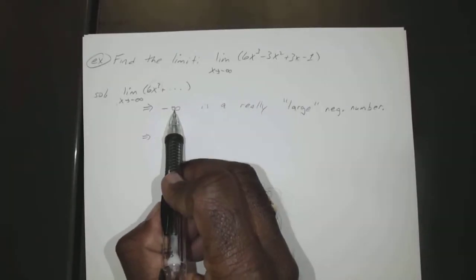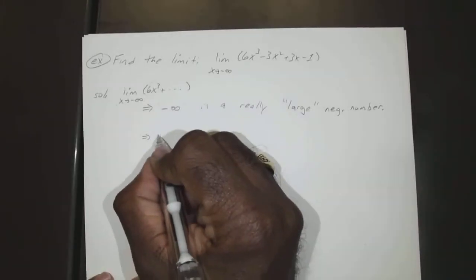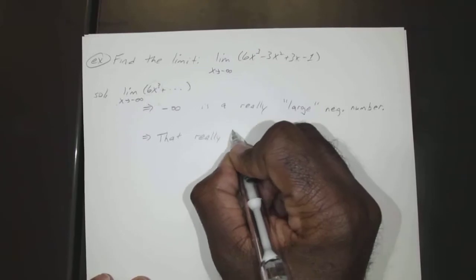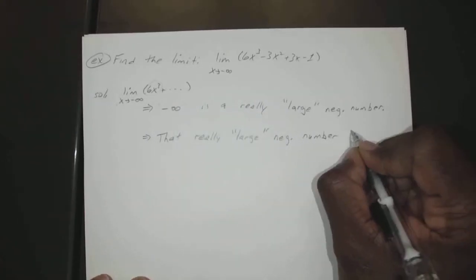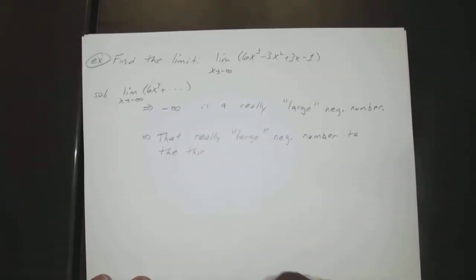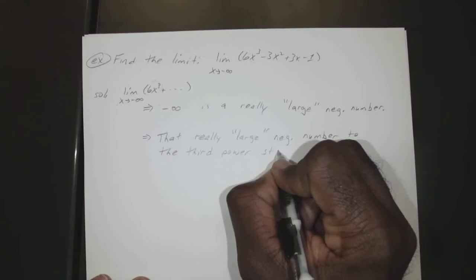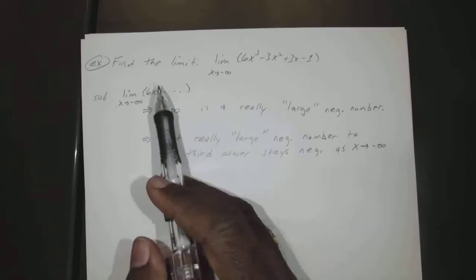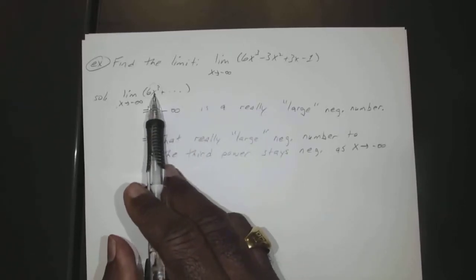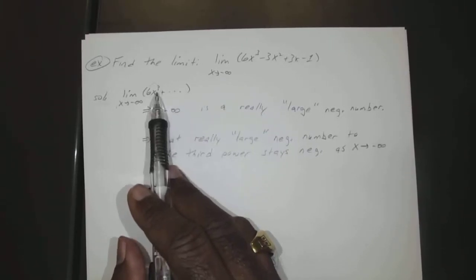Okay. So we know we're going to get that really big negative number, and raise it to the third power. So our really big negative number raised to the third power will still just give us a really big negative number, because negative times negative times negative is still going to be negative. Okay, so that really large negative number to the third power stays negative as x approaches negative infinity. Okay, so with this x cubed, that really big negative number stays a really big negative, or it gets even bigger, but it stays negative. Okay, so we still have a negative number.